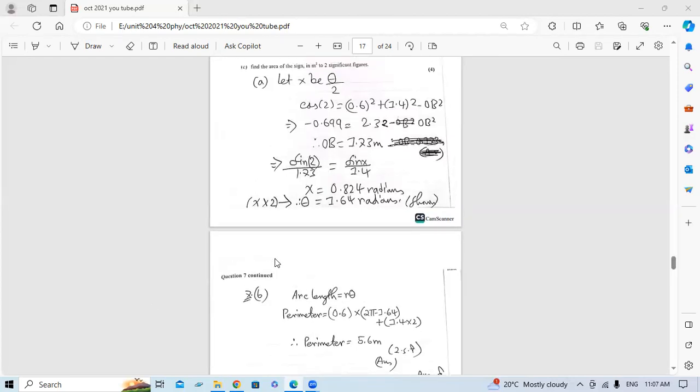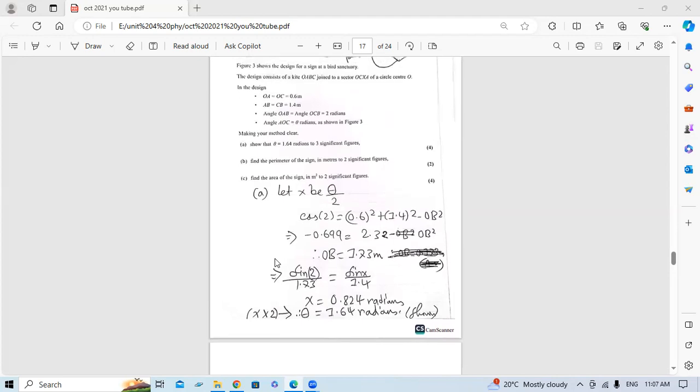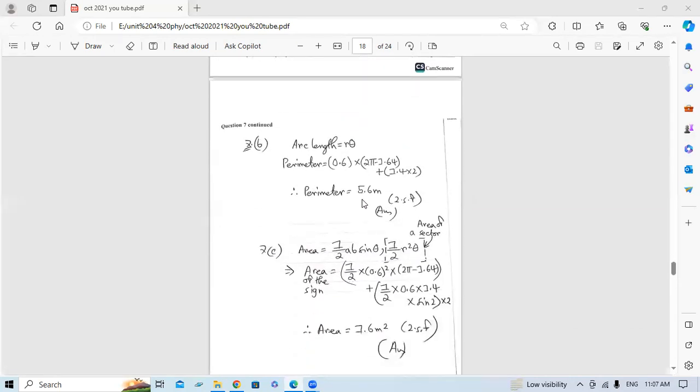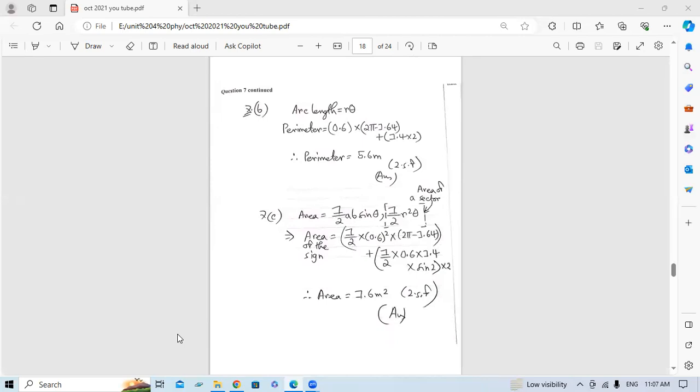And question number 7C asks us to find the area of the sign in meters squared to two significant figures. The area of a sector formula is half r squared theta, and the area of a triangle is half AB sine theta. And we have two triangles over here.